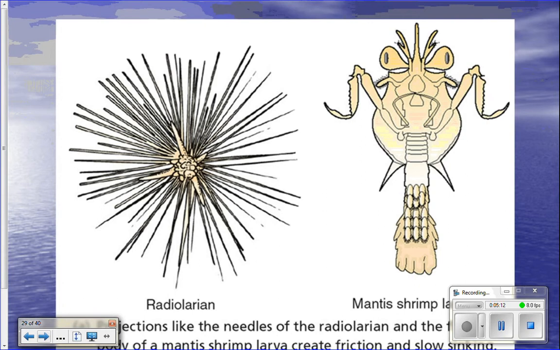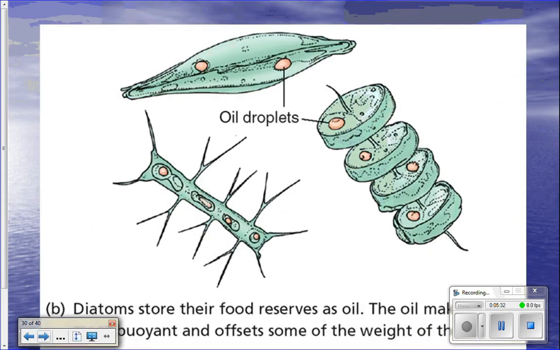Here's a couple pictures. So this is a radiolarian on the left. You can see all the spikes and projections from their body to help increase the surface area. And then a mantis shrimp larva here on the right has an elongated tail and these spikes coming off of it to, again, try and increase the surface area, and reduce the rate at which they sink. And then here are your little diatoms with oil droplets inside to help increase their buoyancy.